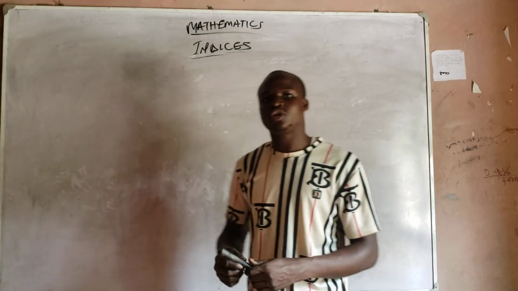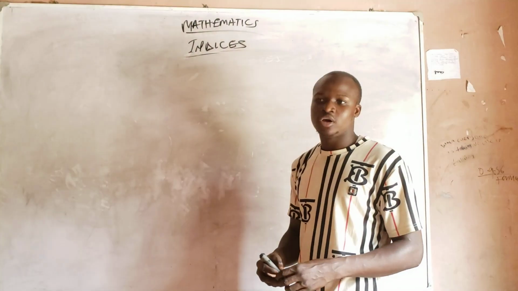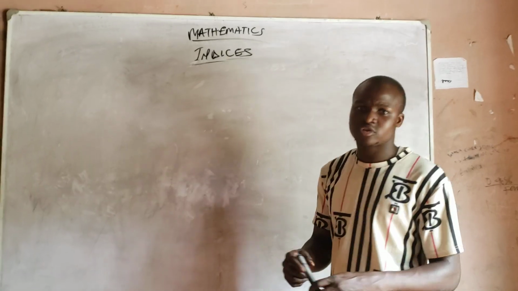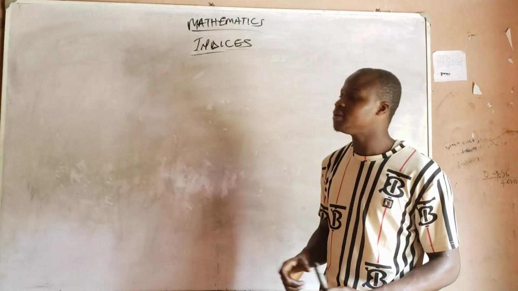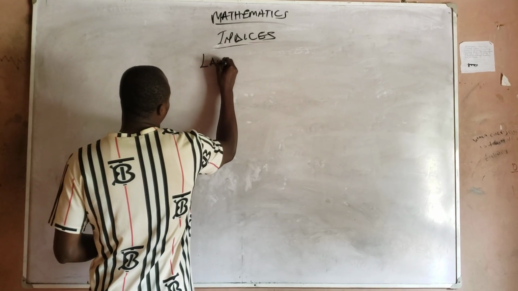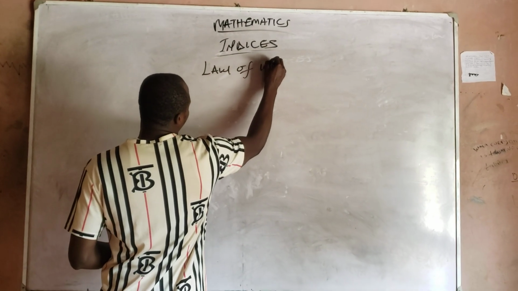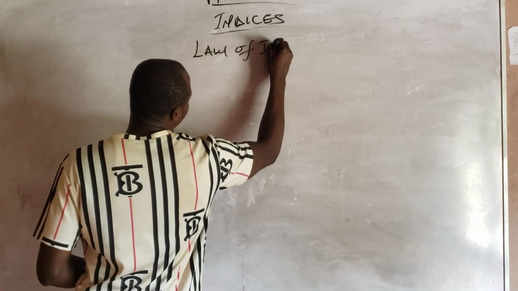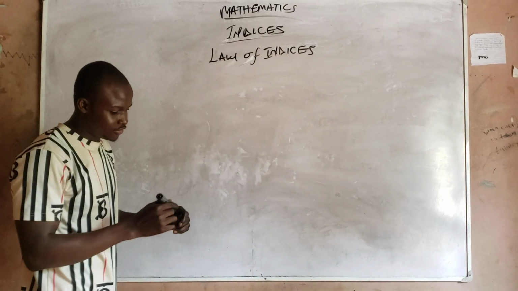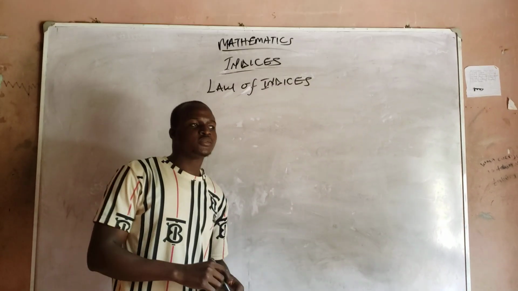In this video, we are going to continue where we stopped on indices. We have discussed many laws of indices. I think we have discovered 7 laws. We are still on the law of indices. Don't forget that.